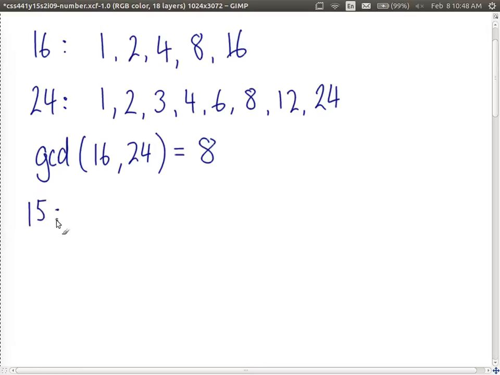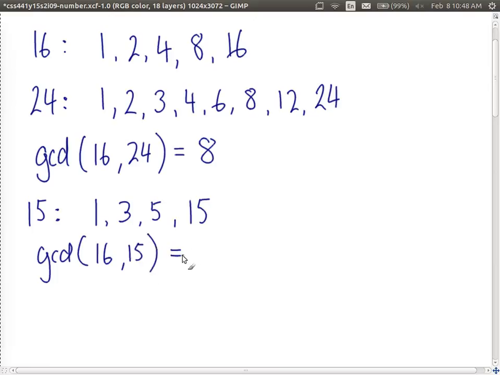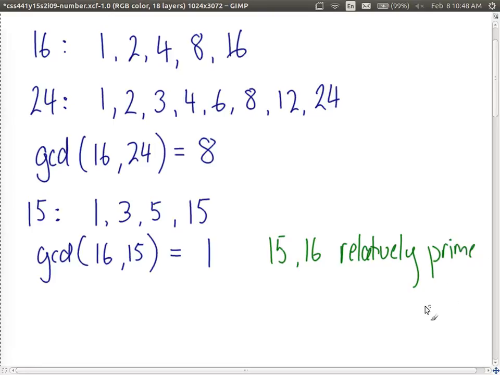Okay, we've done this many times in high school, primary school maybe. 15 divisors: 1, 3, 5 and 15. Greatest common divisor of 16 and 15 is 1. If we look at those sets, 1. So we say that 15 and 16 are relatively prime. They're not prime numbers, we'll see them later, but we say that those two numbers are relatively prime to each other. 15 is relatively prime to 16 and vice versa, because the greatest common divisor is 1.